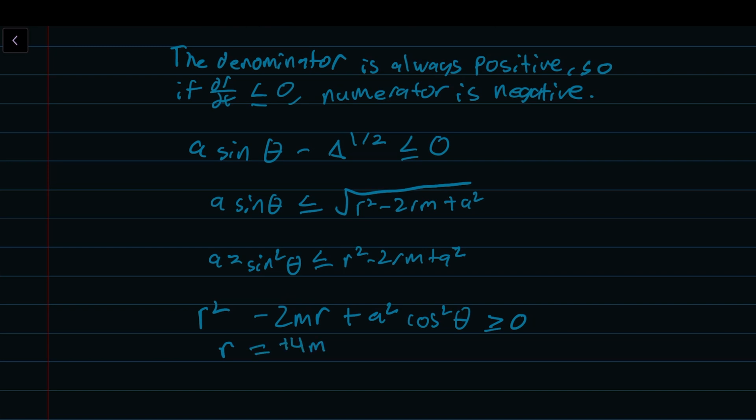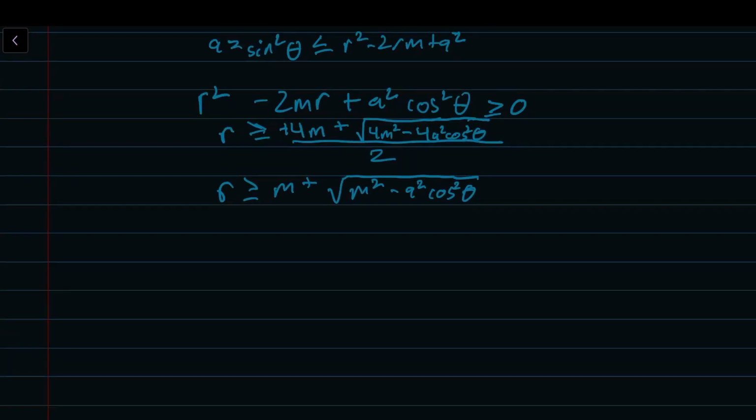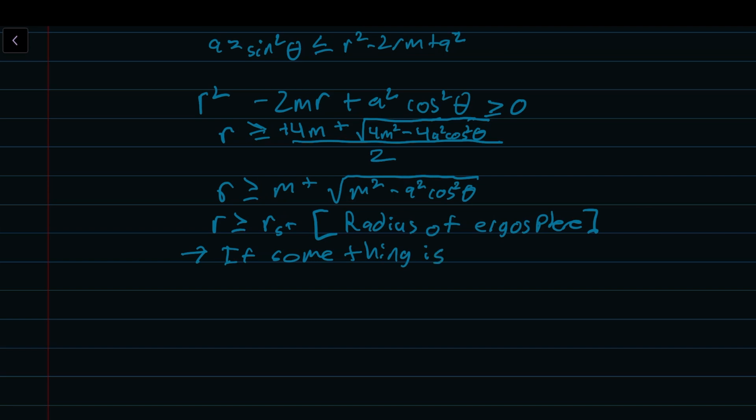We want to find the values of r such that dφ/dt can be less than or equal to 0. What we're going to get is that we're going to take the positive sign here in the quadratic formula because we said we're outside the event horizon. That was our condition here. So what we get is r greater than or equal to m plus square root of m squared minus a squared cosine squared theta. And if you look at the diagram that we saw above, that was the radius of the ergosphere.